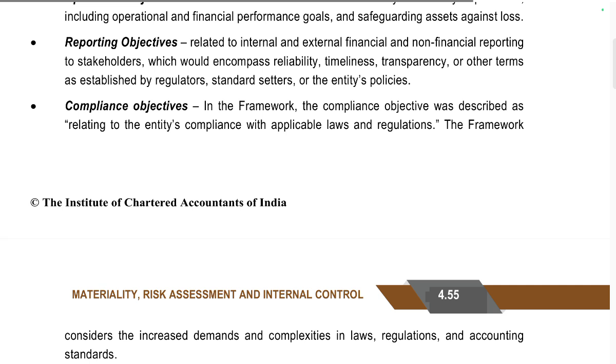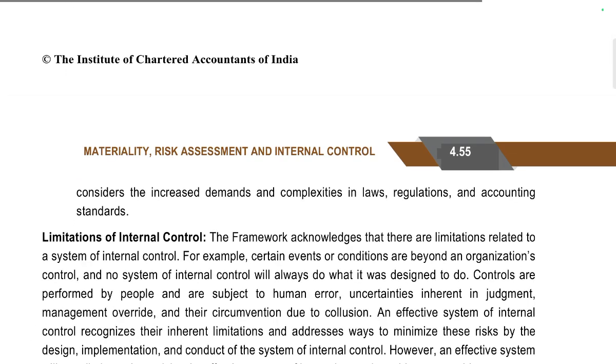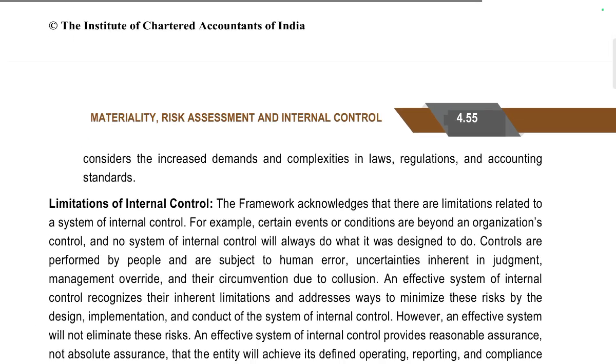Compliance objectives in the framework are determined as related to the entity's compliance with applicable laws and regulations. The framework considers the increasing demands and complexity of laws, regulations and accounting standards.